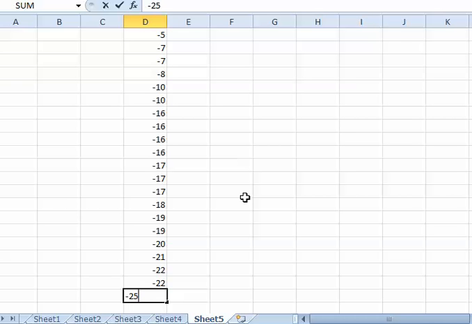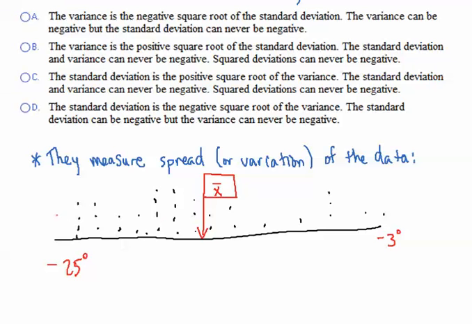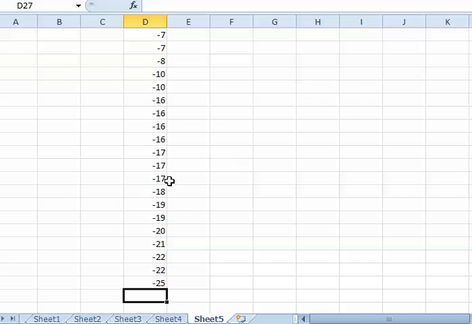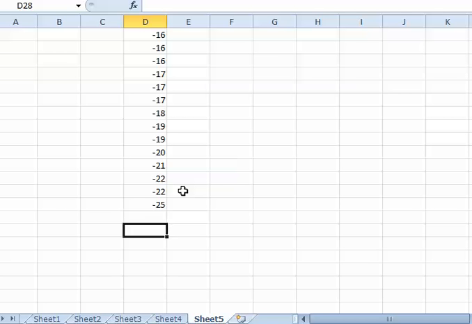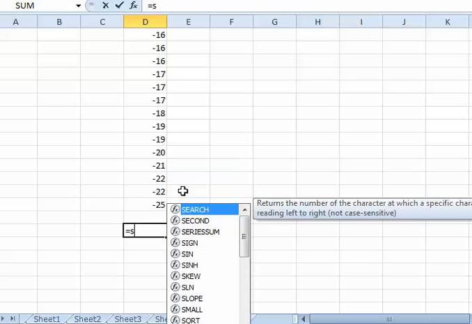Guess I better put a -25 in there if I'm saying that there's some in there. I'm not even trying to act like this is the same picture because this would have like 4 -5s. And then I'm going to hit equals STDEV.